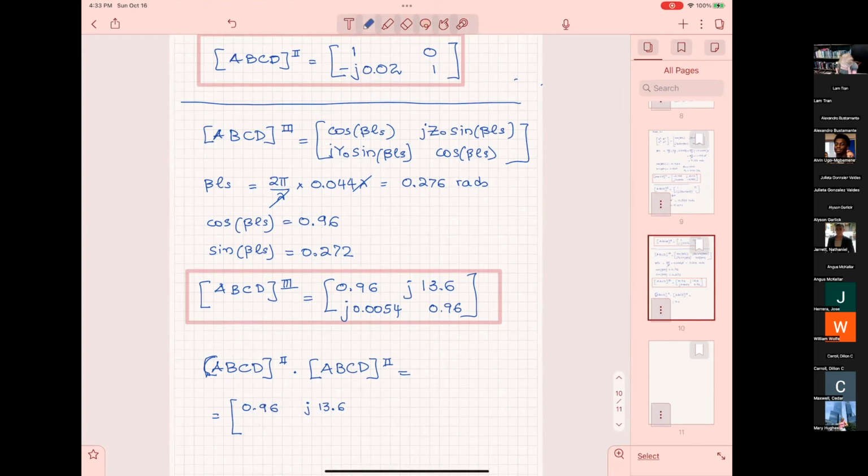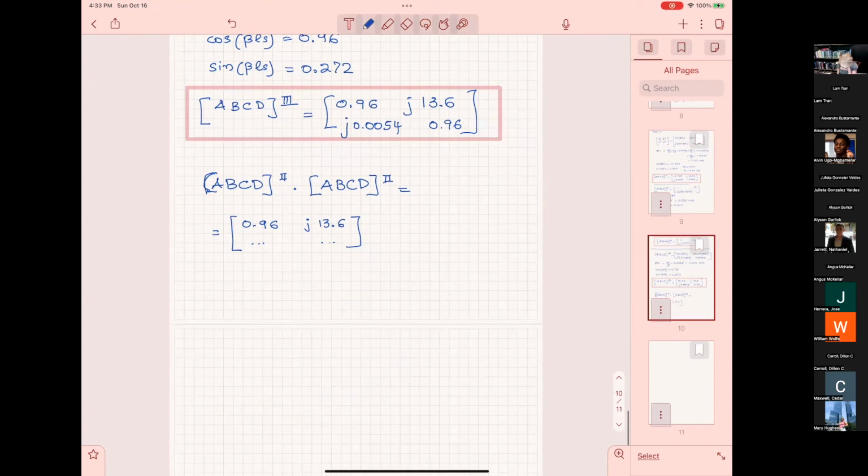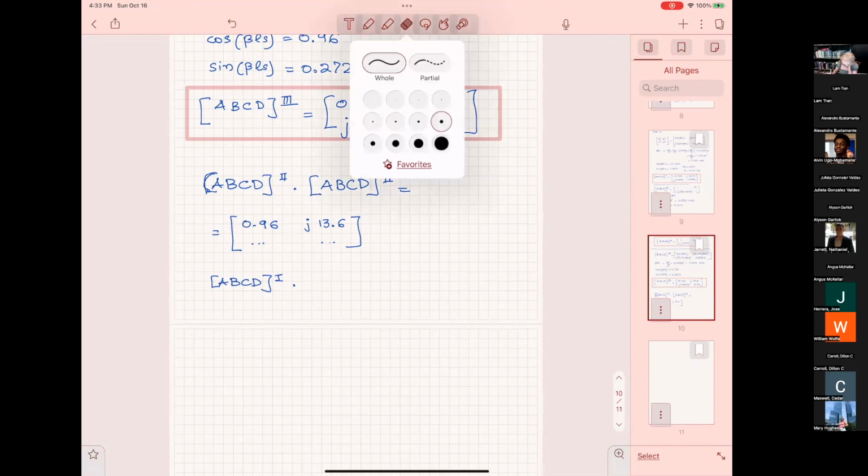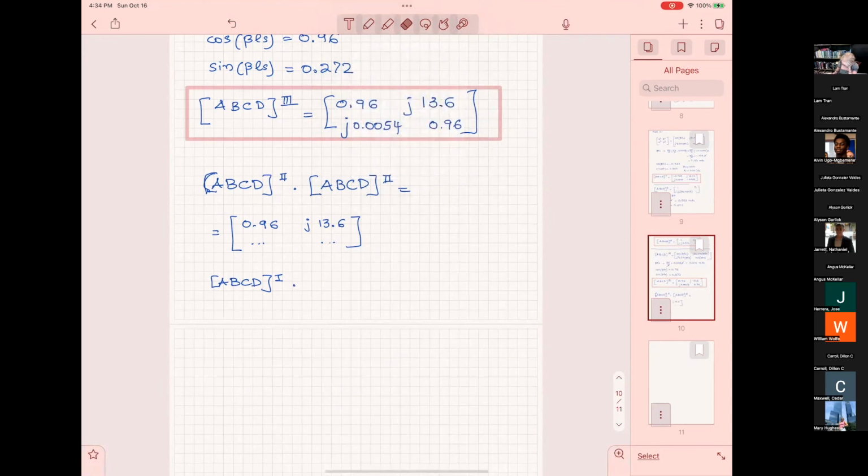You multiply, you find the values, all right? And then after you find that, then you multiply A, B, C, D 1 with whatever matrix you have found here with this one. All right, so just to show it, this one here, you put it here and you find the result.